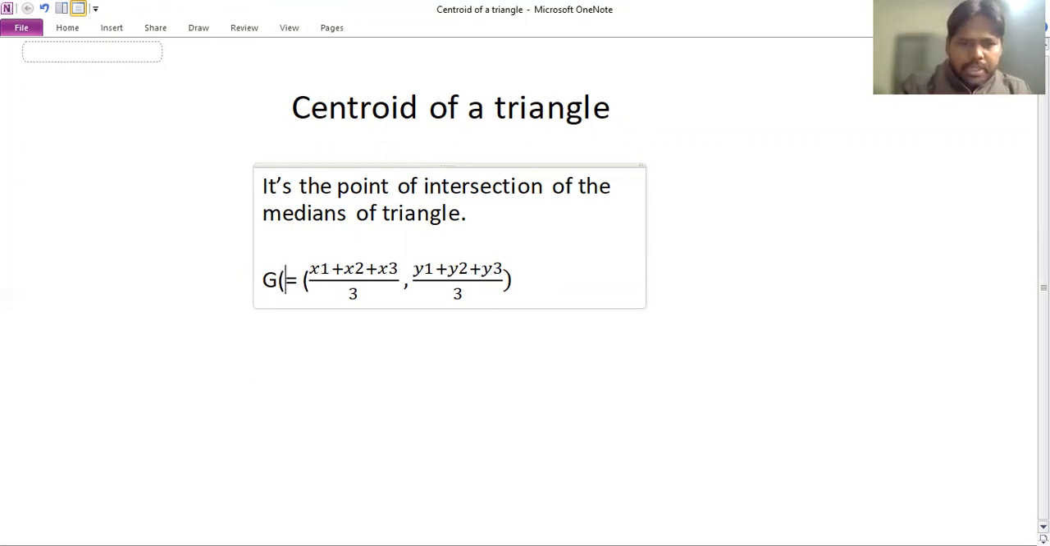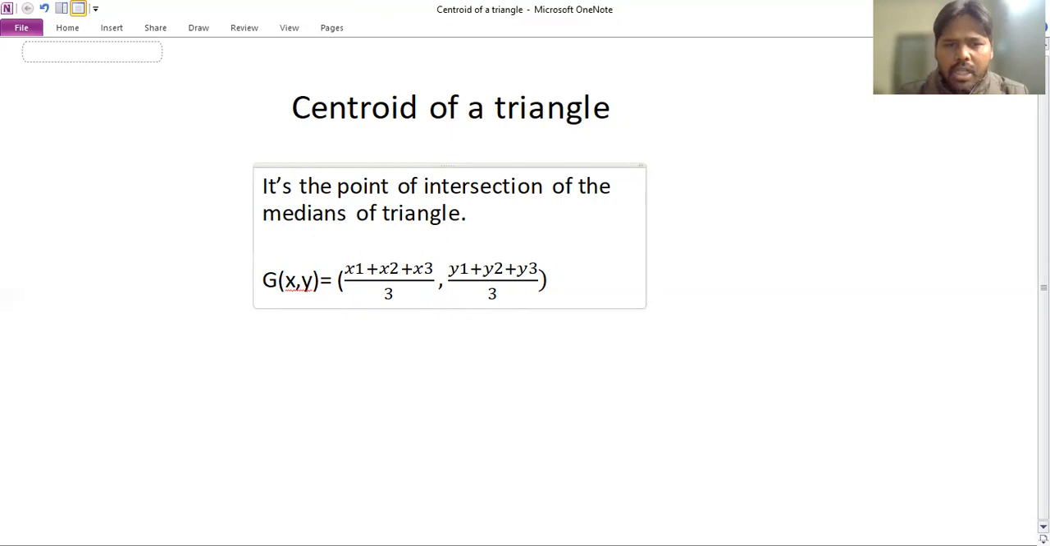Now this centroid can be written as an ordered pair G of x, y. Let's suppose that we need to find the centroid of a given triangle with the required points. Then it will be an ordered pair, and this ordered pair will help us reach the centroid of the triangle by taking the sum of each of the values of x and dividing it by 3, similarly taking the sum of each of the values of y and dividing it by 3. So this is how the centroid of a triangle can be found out.